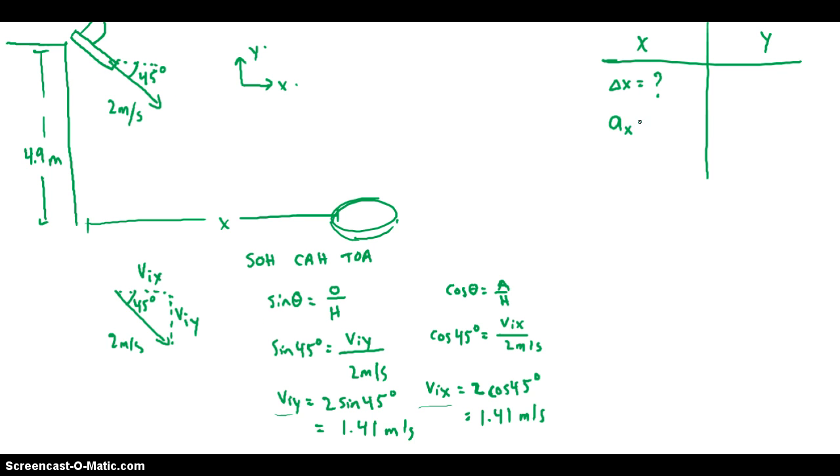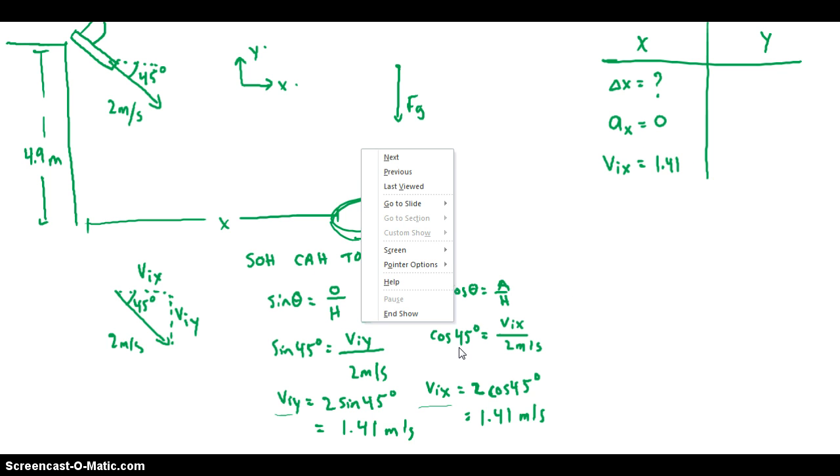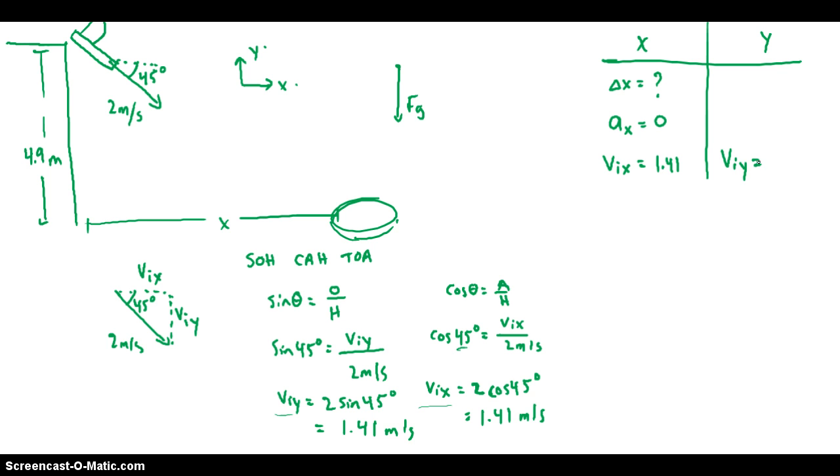Our acceleration in the x direction is 0. The only force acting on this, remember, is the force of gravity, so my acceleration in the x direction is 0. What else do we have? Vix, the initial velocity in the x direction, is 1.41. And because it's 45 degrees, a special angle, we're going to get the same answer in the x and y directions.